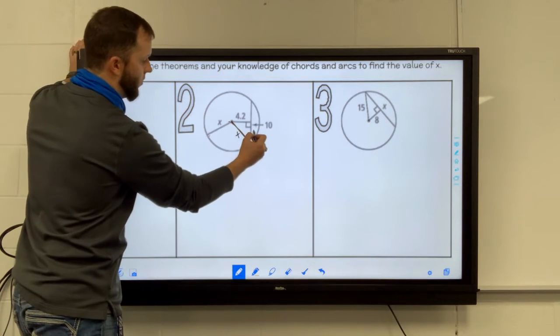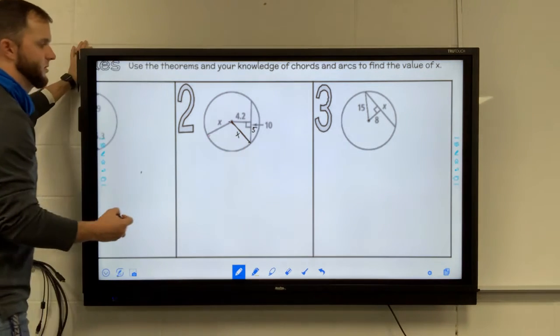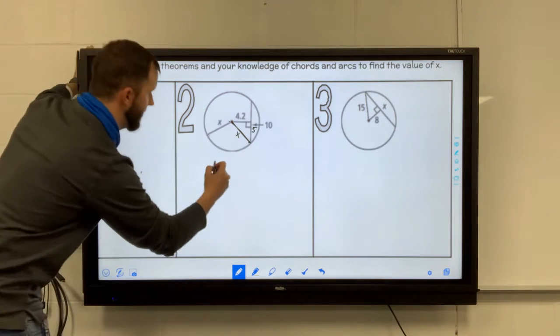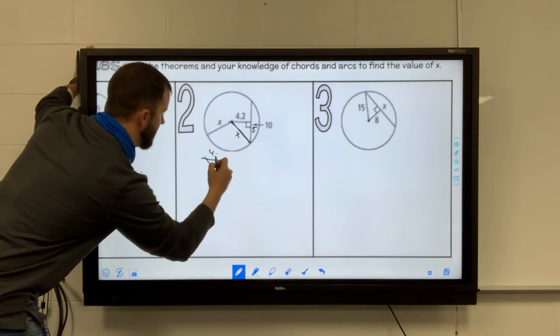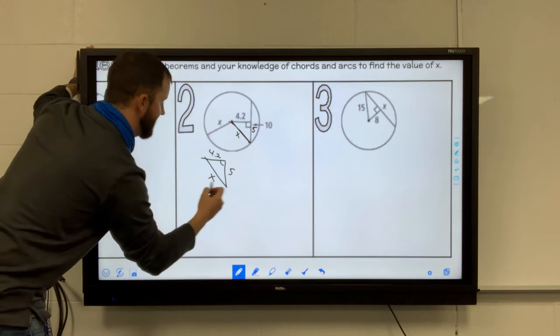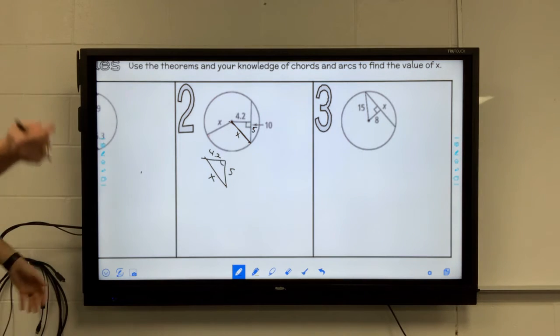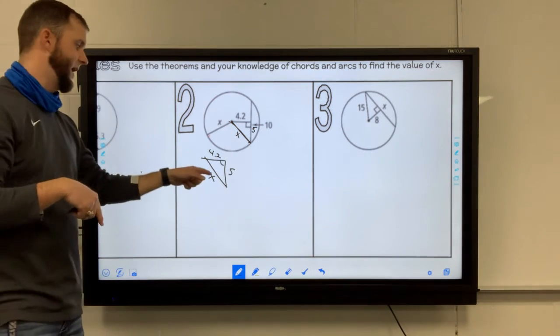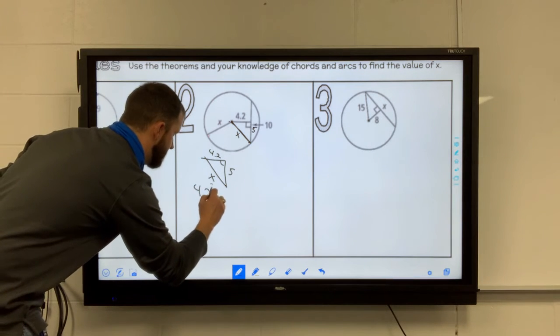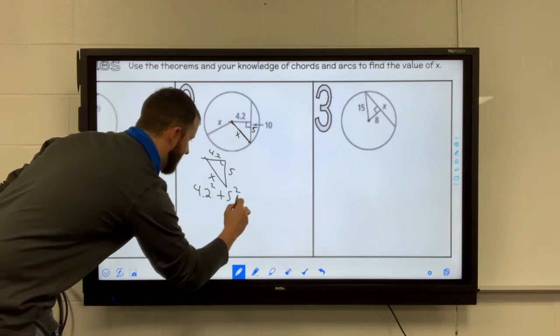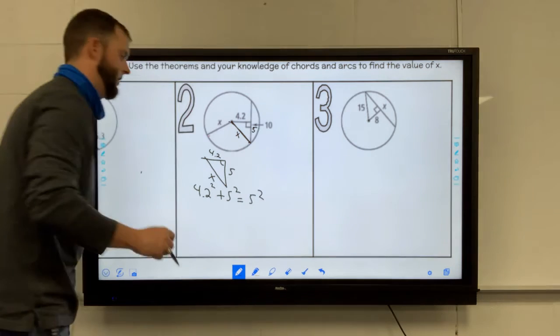So half of that chord is going to give me 5 here. I had just now created a right triangle that looks like this. So this is my right triangle. This is going to be 4.2, this is going to be 5, and this is going to be x. I learned in my triangle section that I can use the Pythagorean theorem to find any missing side. So I'm going to do 4.2 squared plus 5 squared, and that's going to give me x squared here.